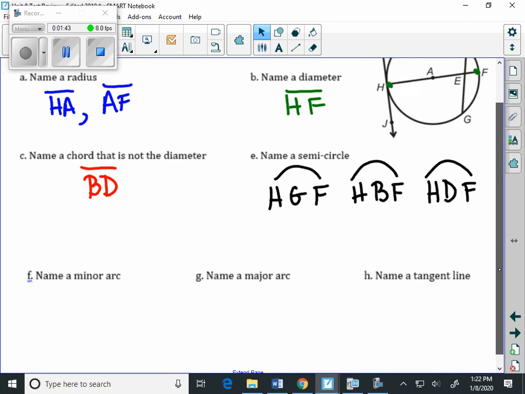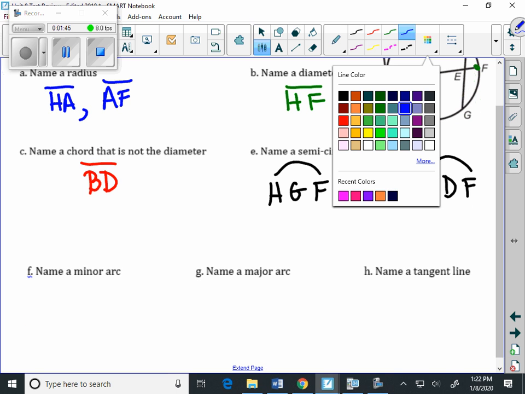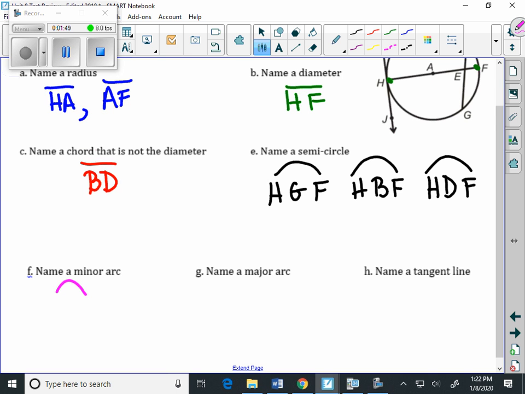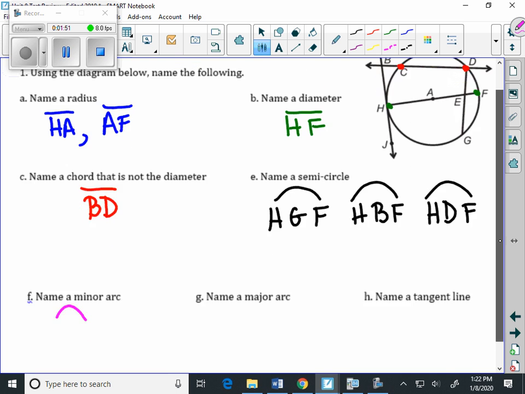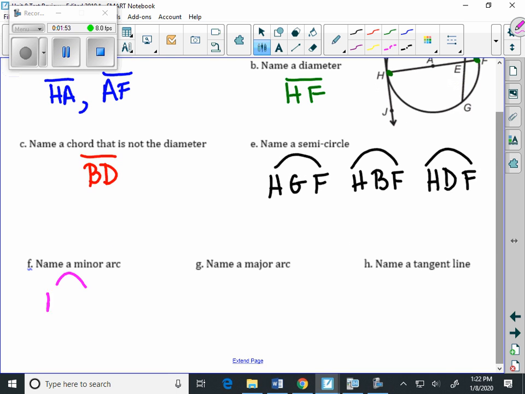A minor arc only has 2 letters to name it. It needs to be less than 180 degrees. And I use BD. Not the only choice, but it's a good one.